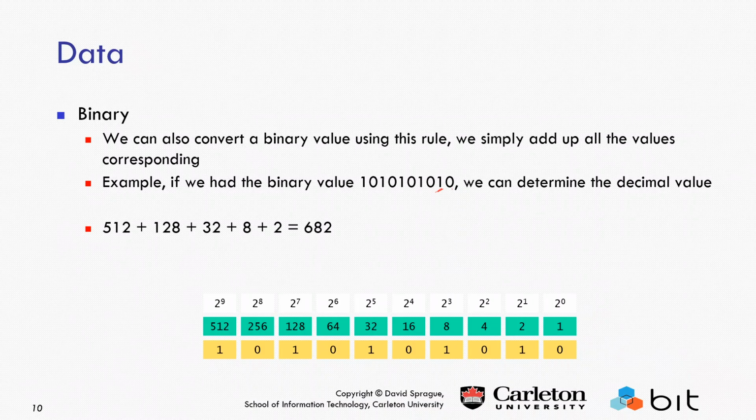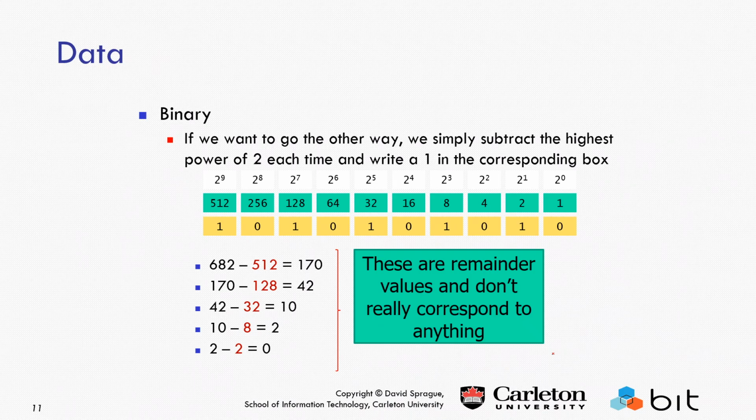Notice as a little weird side effect, you'll know if something is odd or even. If this bit here is on, it is odd, as in it has a 1 at the end. Otherwise, it is even if it has a 0. 682 is even, 683 would have a 1 at the end. All right.